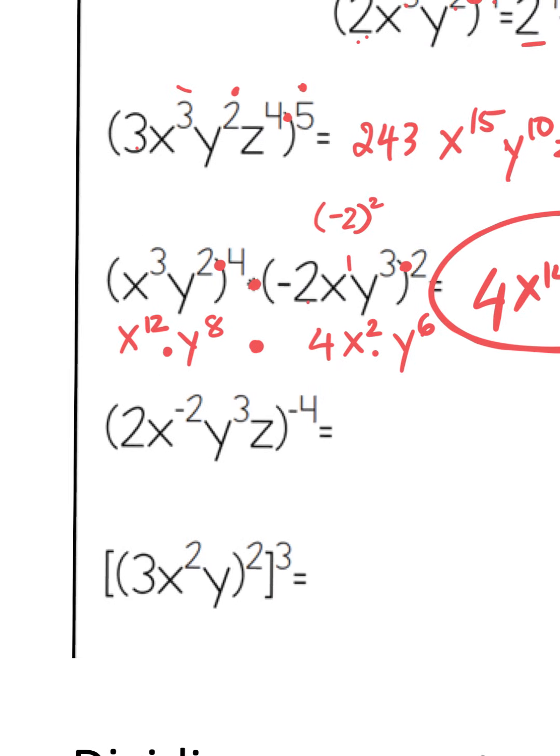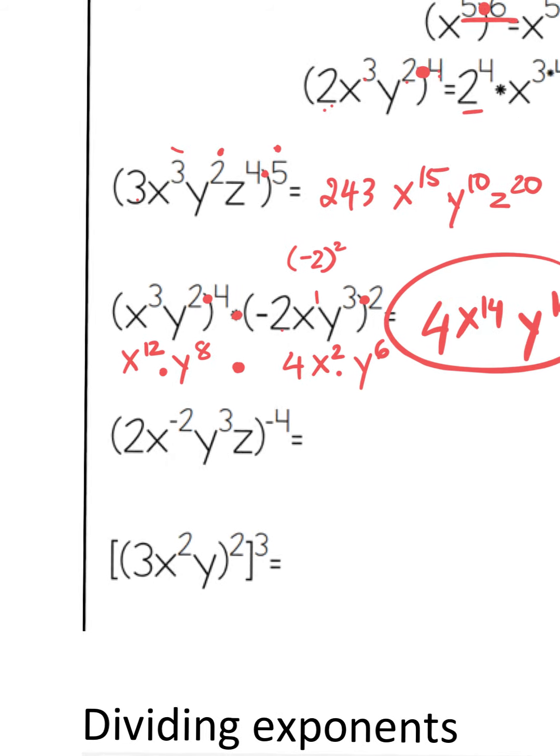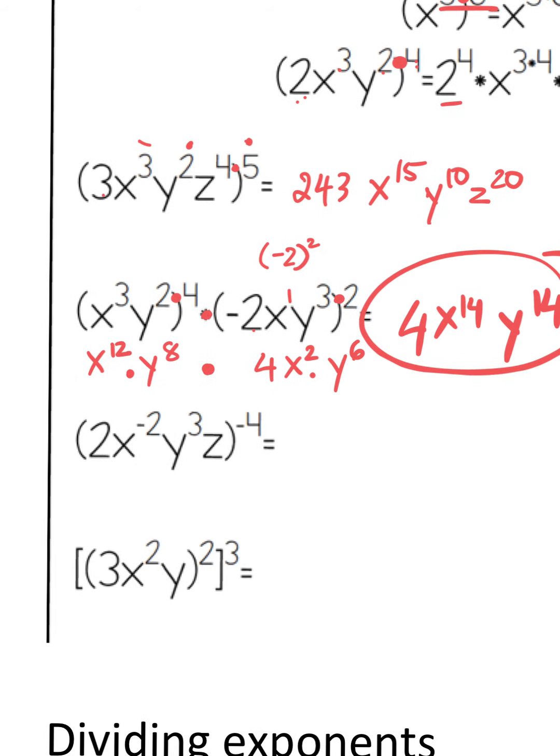Next one, we have the exponent this time is negative. Remember, we have to flip and negate them along the way. So let's take care of the number first: 2 raised to the power of negative 4.